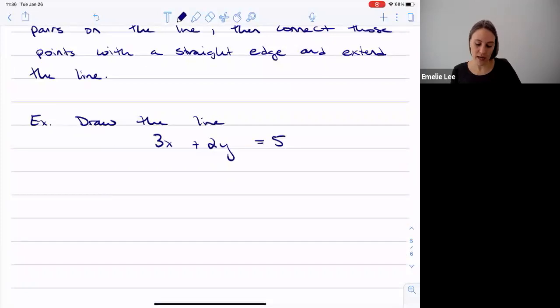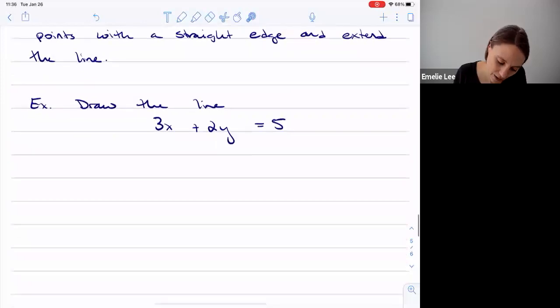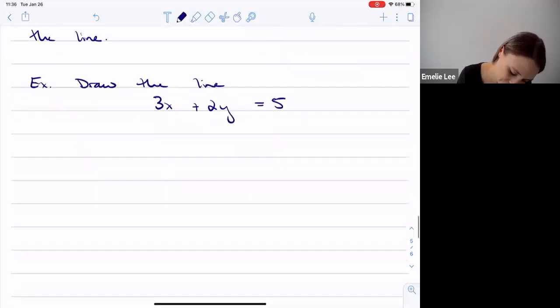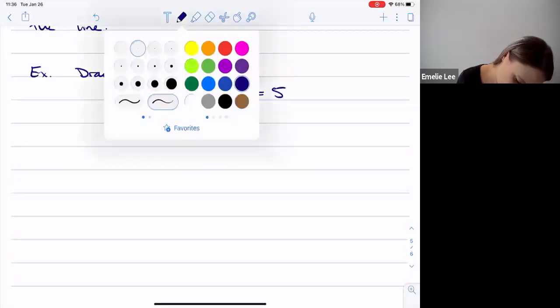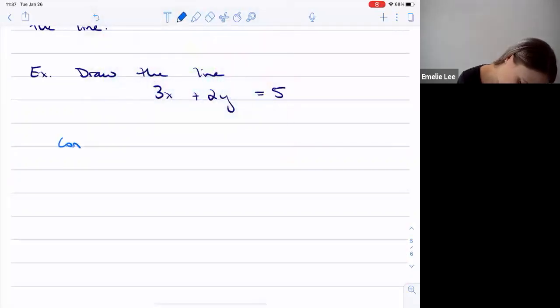The first thing I want to do is find two points on this line. First thing I'm going to do is rearrange this to be in the form of y equals mx plus b. And so what I'll do, a little bit of commentary here.